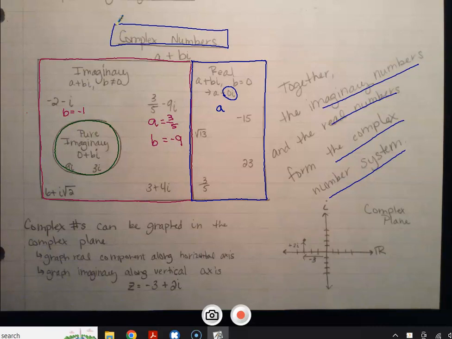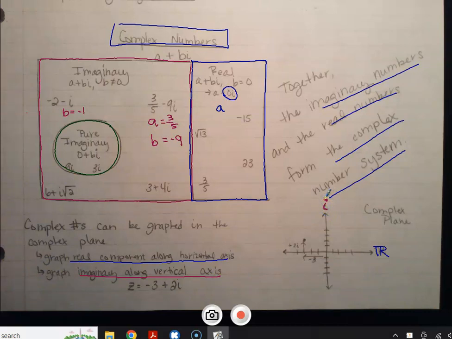All right, so let's move on to graphing. Complex numbers can be graphed in the complex plane. We're going to graph the real component along the horizontal axis. If you notice, this is the complex plane. The real coordinates took the place of the x-axis. And then we're going to graph the imaginary part of it along the vertical axis. If you look at where we usually have y, there's an i up there.